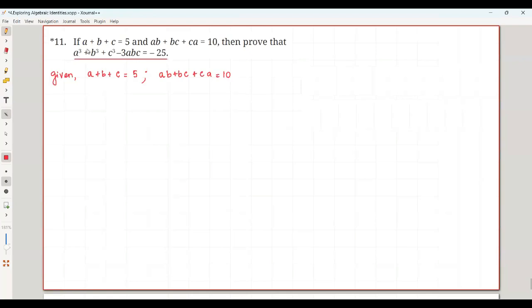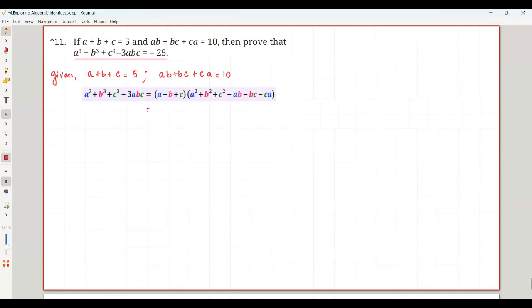Now this is in the form of a cube plus b cube plus c cube minus 3abc, right? So I can just use the formula: a cube plus b cube plus c cube minus 3abc is equal to (a plus b plus c) into (a square plus b square plus c square minus ab minus bc minus ca), right? So we can just substitute the values.